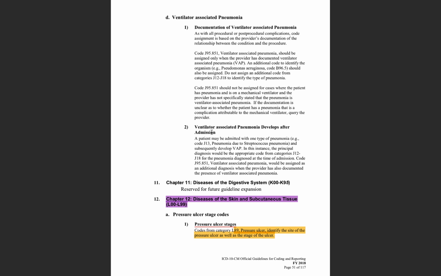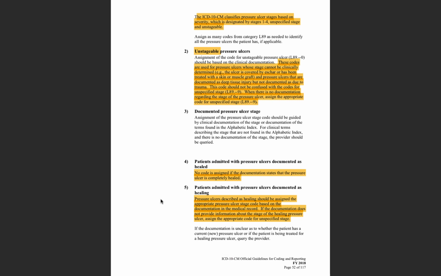Chapter 12, Diseases of Skin and Subcutaneous Tissue. These are L codes. First, there's a guideline on pressure ulcers. Pressure ulcers are coded based on stages. Code from category L89, pressure ulcer, identify the site of the pressure ulcer as well as the stage of the ulcer. ICD-10 classifies pressure ulcer stages based on severity, which is designated by stages 1 through 4, unspecified stage, and unstageable.